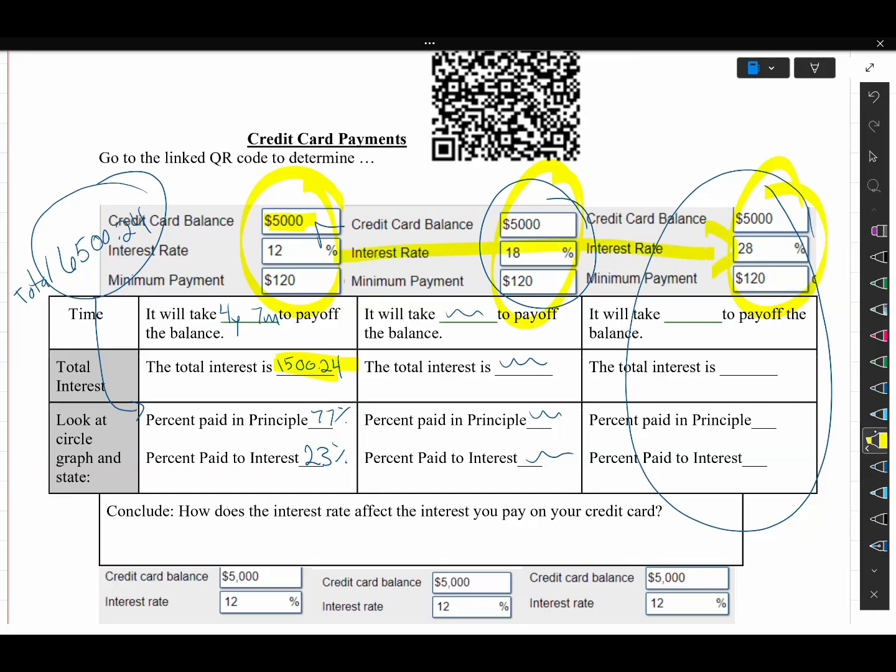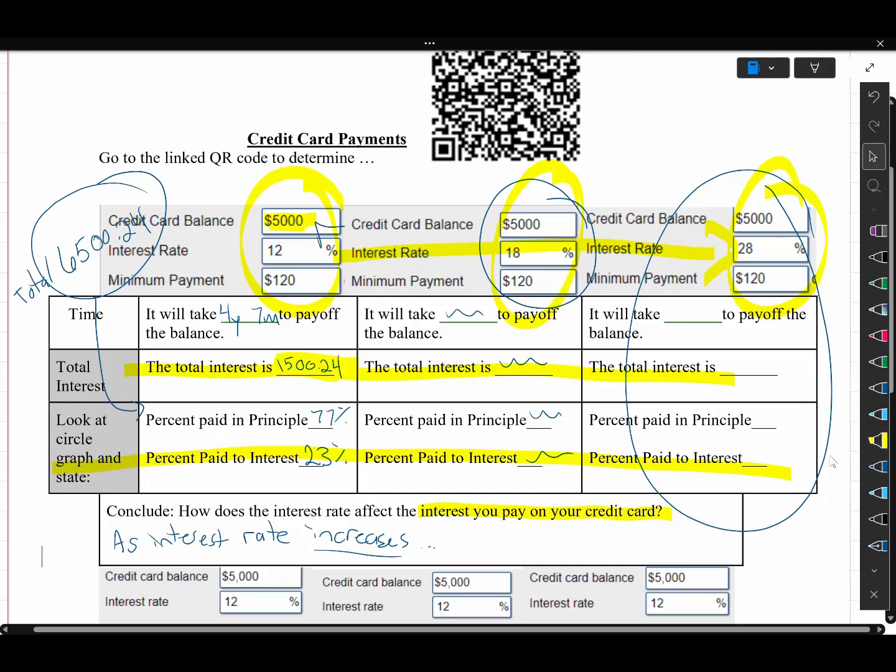So I'm looking for some kind of a conclusion. Well, as we adjusted, it looks like our interest rate increased. So I would conclude as the interest rate increases, and then I'm looking for you to put down how it affects the interest that's paid on the credit card. That's the total interest here and the percentage that's paid in interest. I want to know, does the interest increase? Does it decrease? I want you to fill it in and explore and see how much it increases. Is it significant? Is it minor? That's what I'm looking for right here.